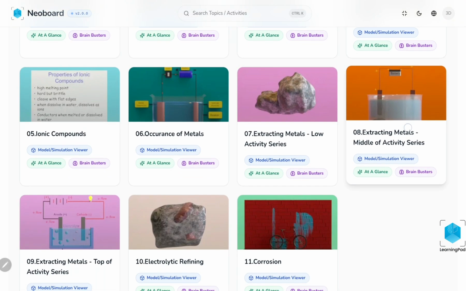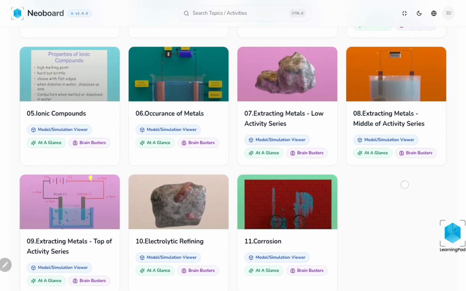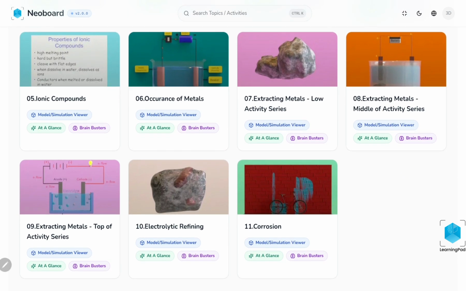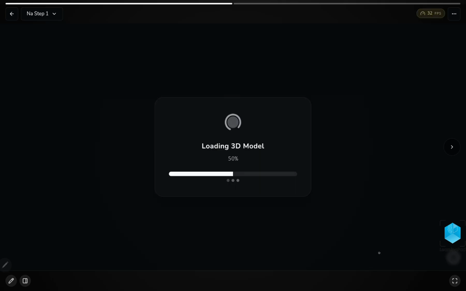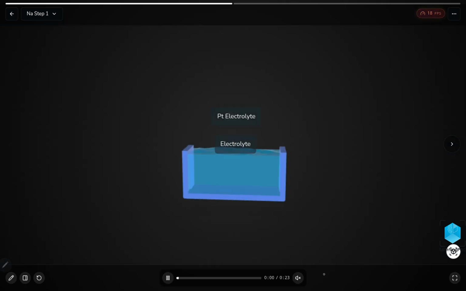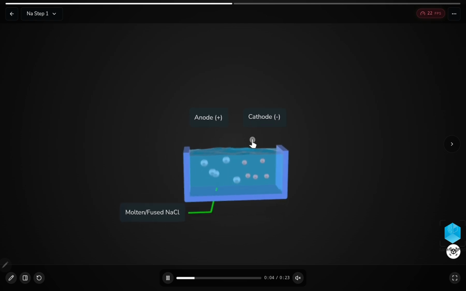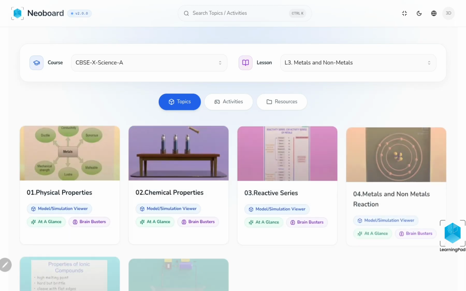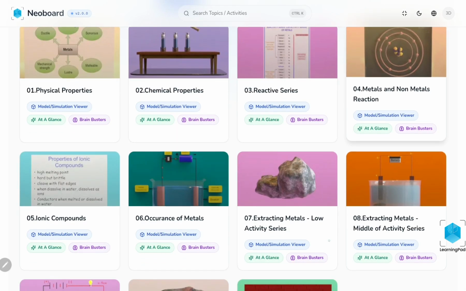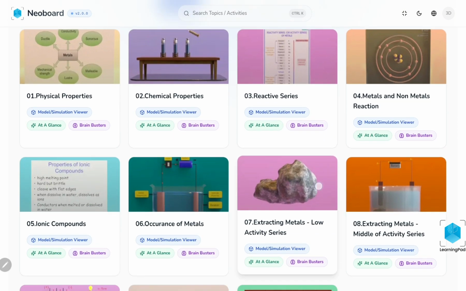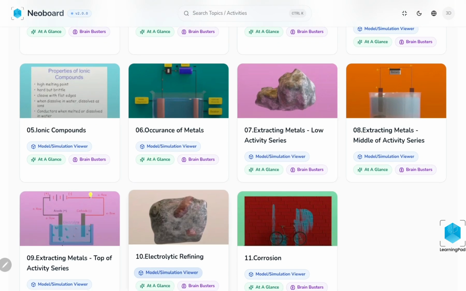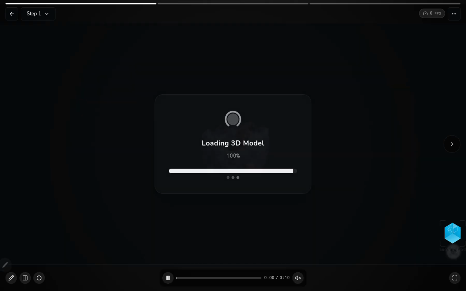Today we are going to study a chapter, metals and non-metals, and our topic is extraction of metals and the top of the reactivity series. Now let us see how the metals are extracted. In the extraction of metals, first we'll try to understand how metals are refined by a process called electrolytic refining.